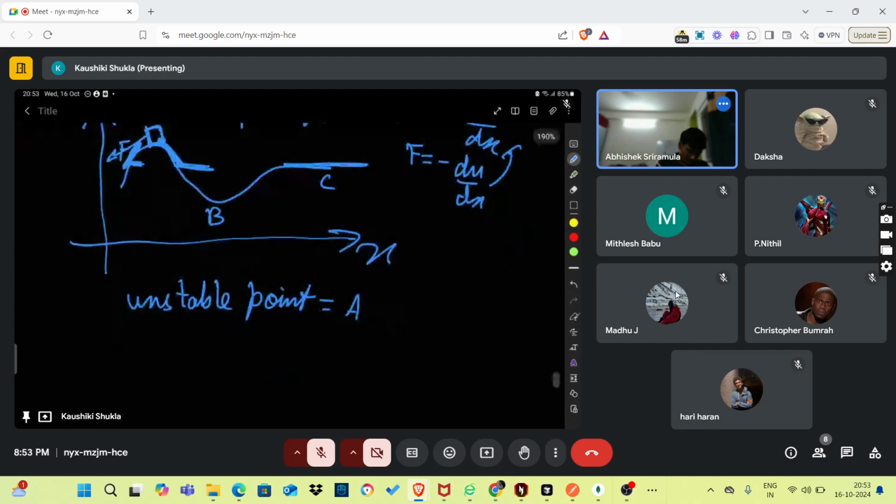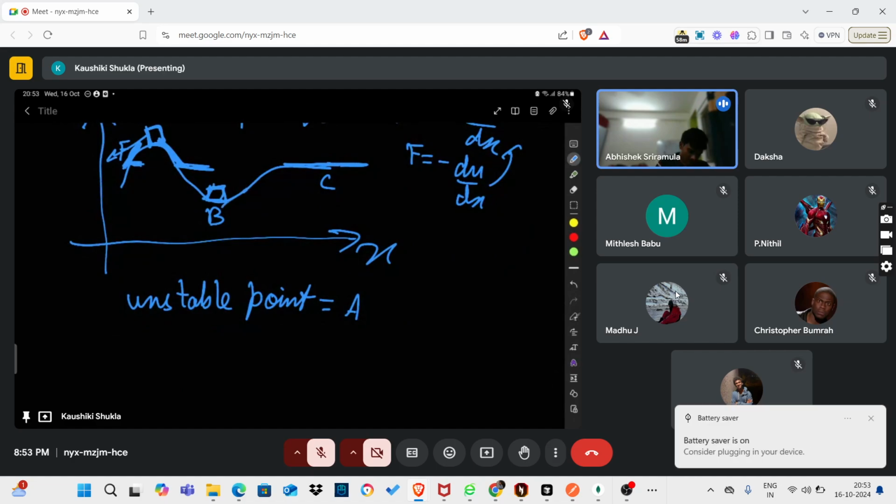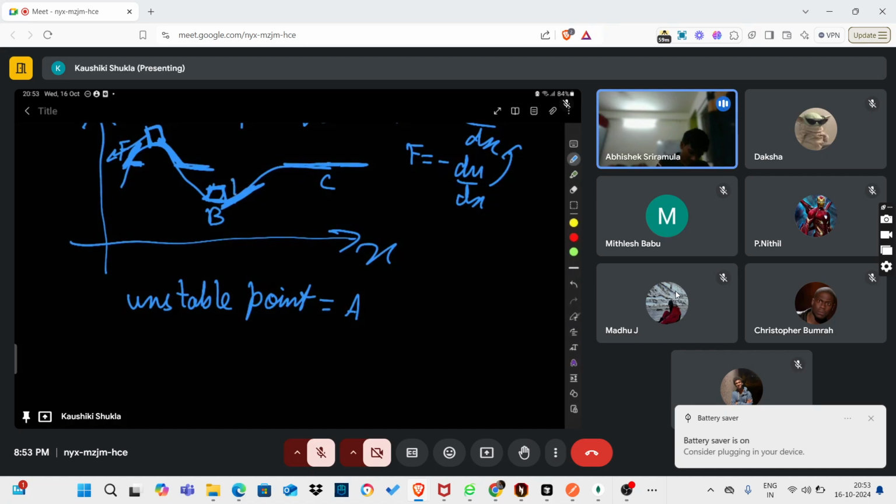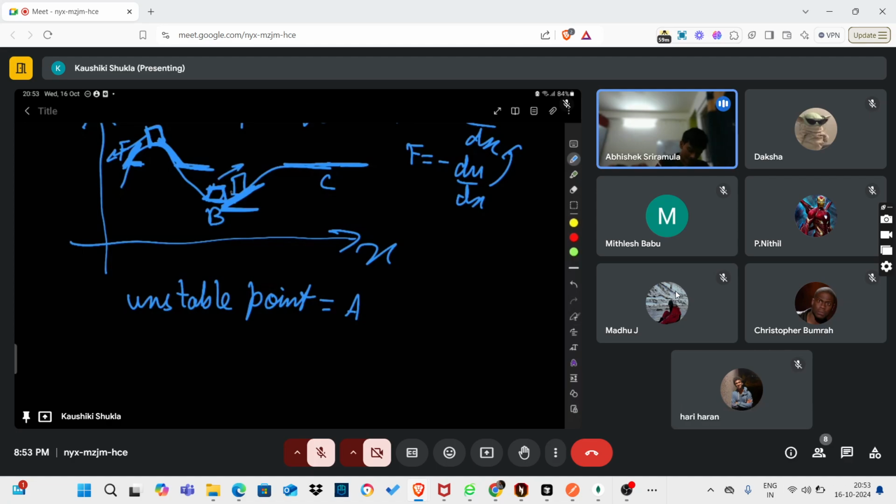Unstable point is A. If a body is kept at position B, if you look at the slope here, this is coming as positive. If I just displace this block from point B to here, you'll see that the force acting is negative because du by dx is positive, right? But force is negative of du by dx. That means force is acting in the negative direction. So if I push this block this side, because of the force acting, it will come back to this side. That means it is stable equilibrium.